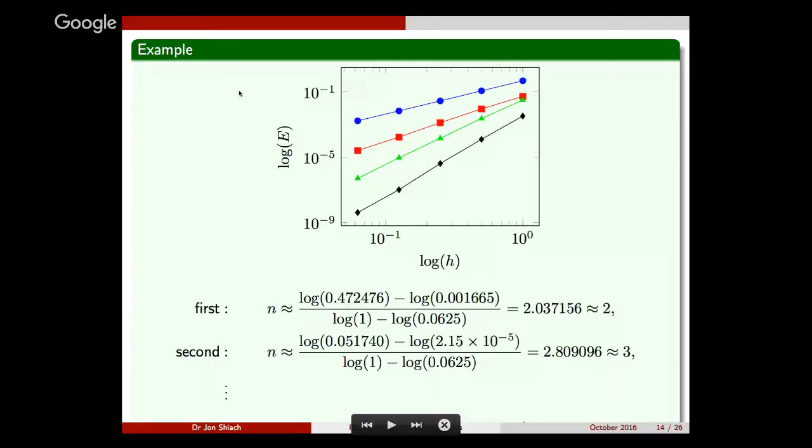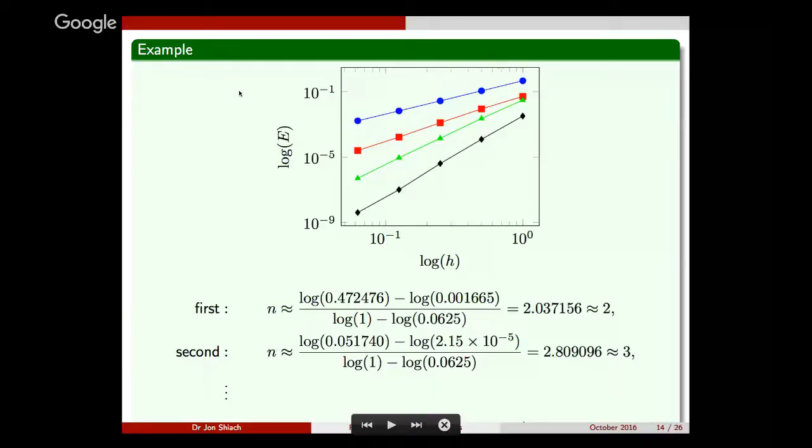But you can see the slope of the blue one is a lot shallower than the slope of the red, which is shallower than the slope of green. The steeper the slope, the more accurate we're getting when we reduce this step length. And we can calculate or approximate our order there.